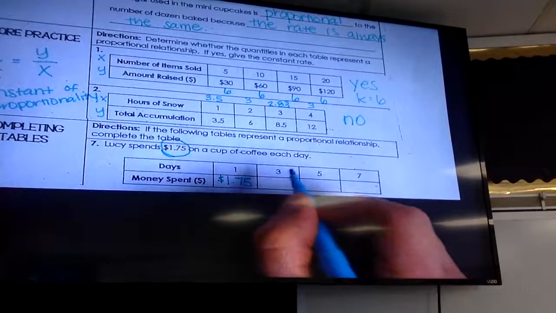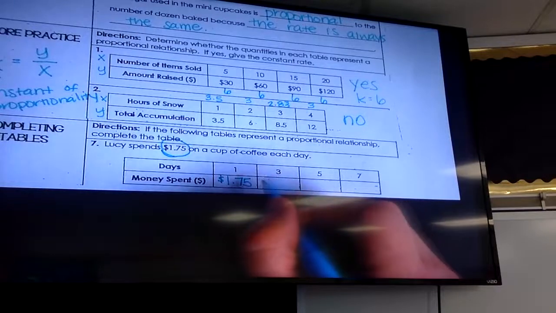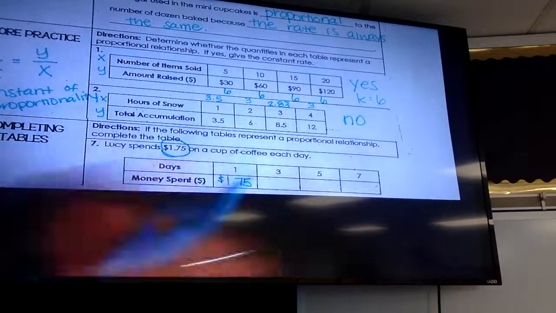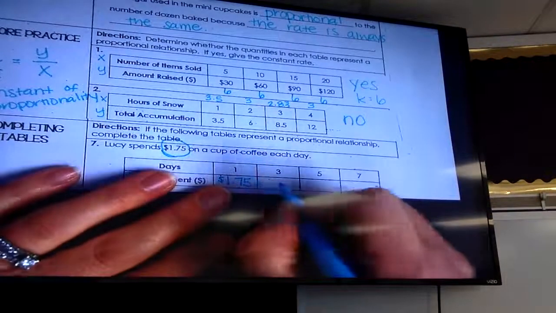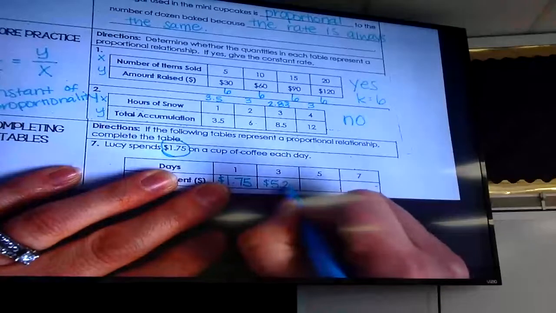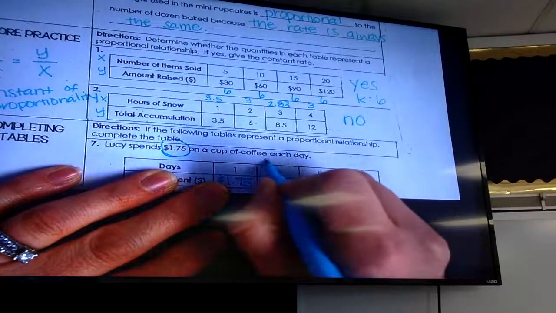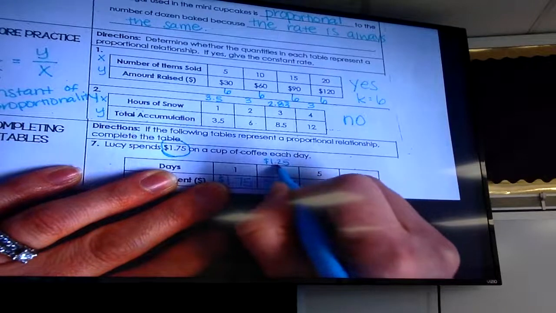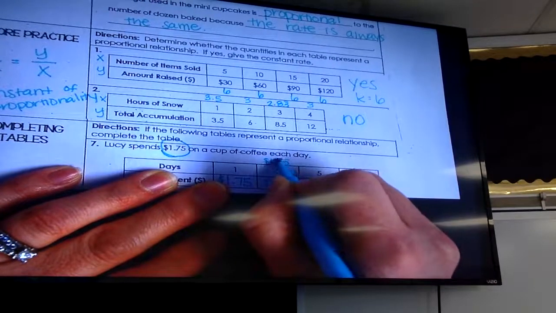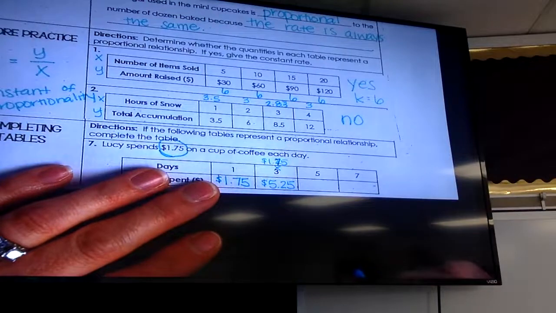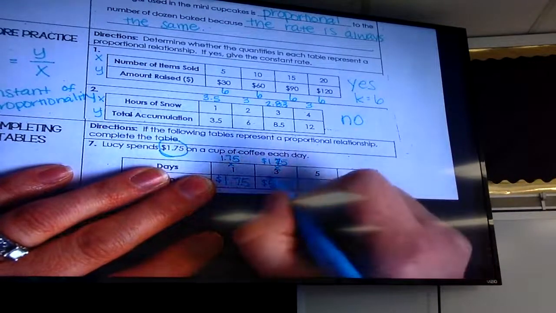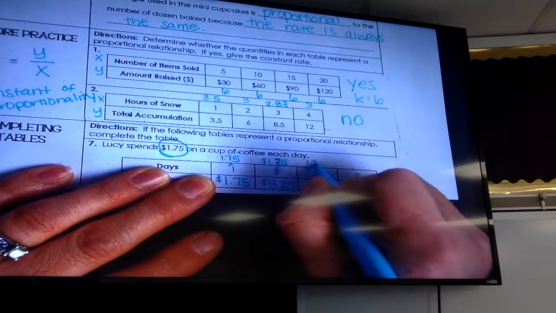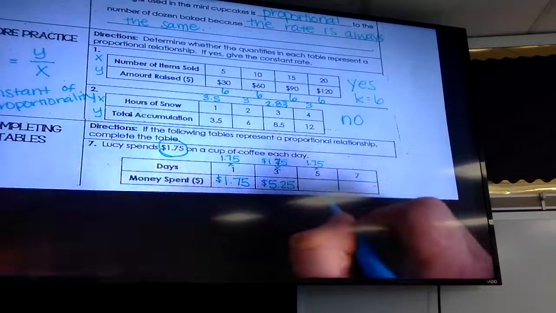If she buys a cup of coffee each day for 3 days, how much is it going to cost? So I'm going to say, oh, my unit rate, or my constant of proportionality, is $1.75 times 3 days this time. And I find out she spends $5.25. So I just have to take that $1.75 and multiply it by 3. So here I did $1.75 times 1. Here I did $1.75 times 3. Now I'm going to do $1.75 times 5.